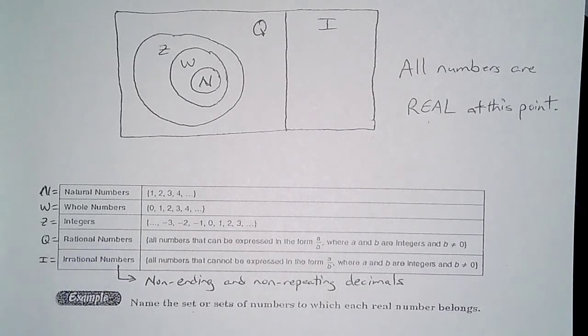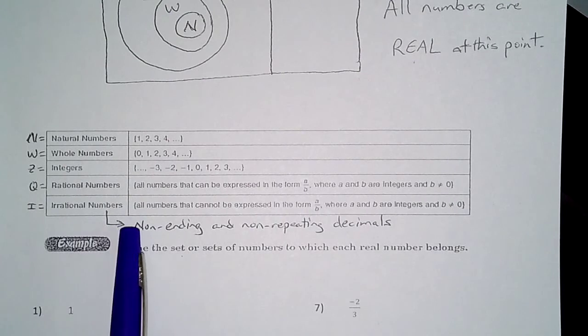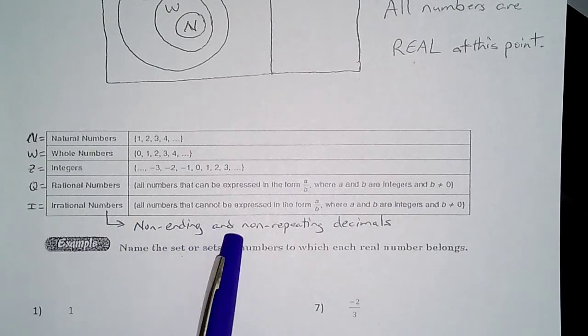Next up we have the rational numbers. So these have integers and fractions and decimals. And they're any numbers that can be expressed in the form a divided by b, where a and b are integers and b does not equal 0. Lastly, we have the irrational numbers. And these are just the numbers that cannot be expressed as a fraction. Notice they are non-ending and non-repeating decimals.